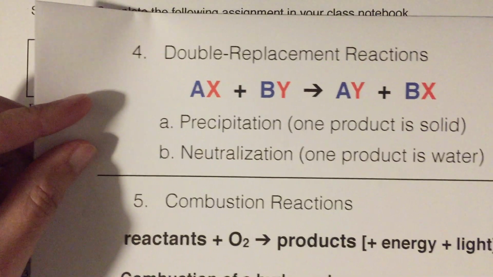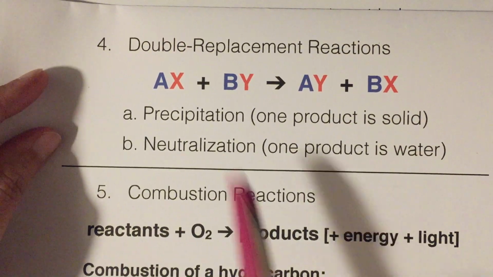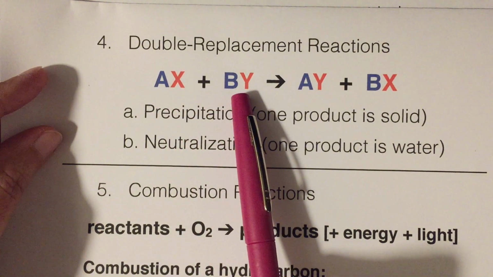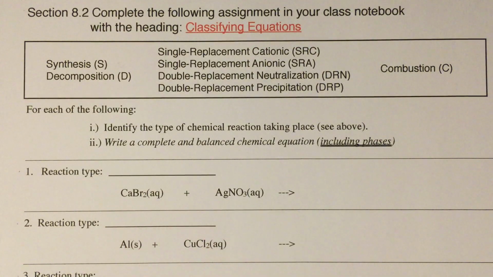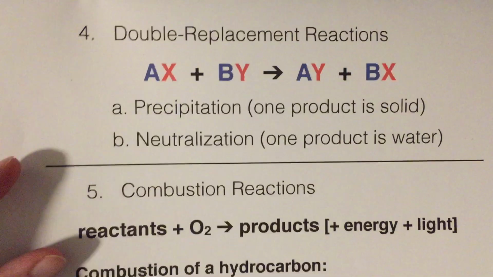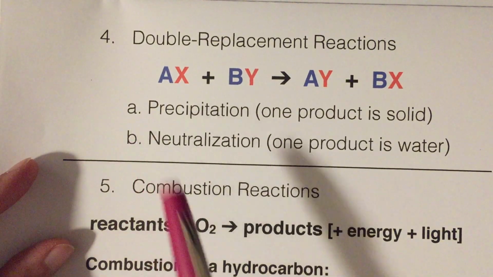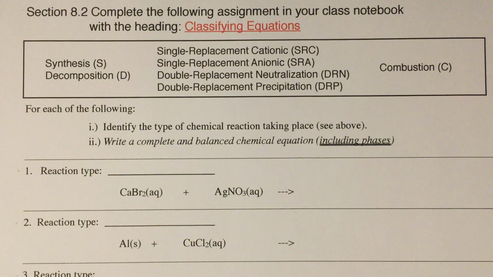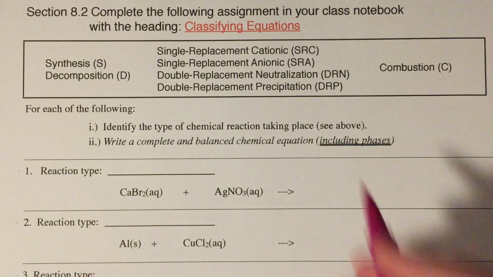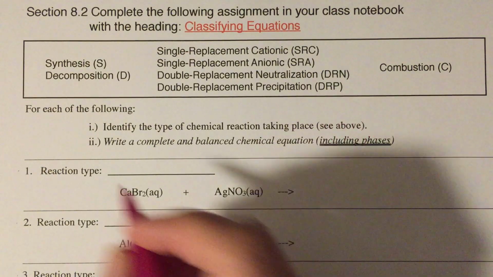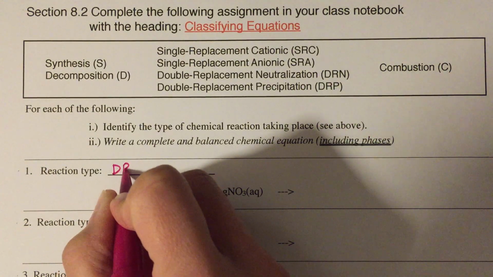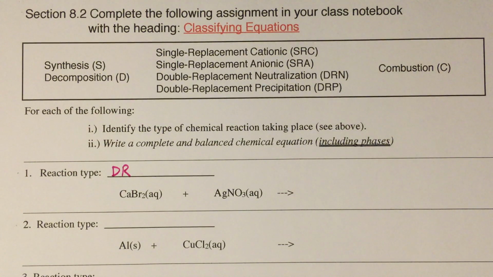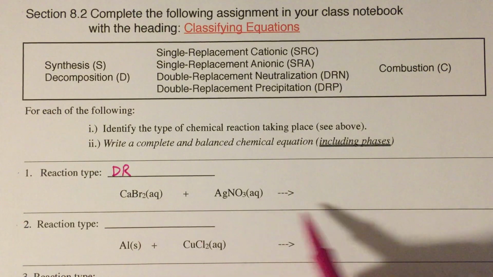But if we look at number 4, double replacement reactions, these ones we can see you start with 2 compounds as your reactants. So we have a match for number 1 here. It's definitely a double replacement reaction. We don't know which type it is yet, but that's okay. We'll figure it out once we complete the reaction. So I'm going to go ahead and put, for the reaction type, DR for double replacement. But I'm not going to write in neutralization or precipitation yet because I don't know which one it is yet. And we'll finish that once we complete the equation.